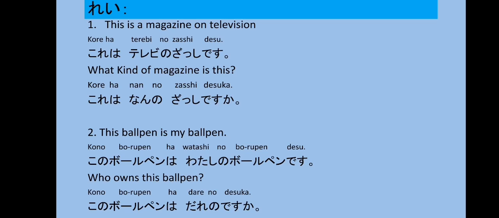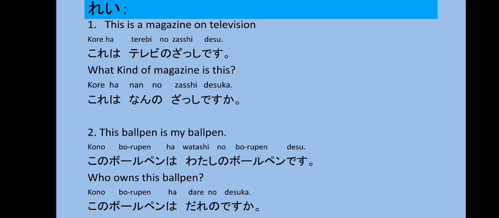So, how do you say, what kind of magazine is this? Kore wa nan no zasshi desu ka? Pero kung tinatanong mo kung kanino tong magazine, papalitan mo yung nan ng dare. Kore wa dare no zasshi desu ka? So, sasagutin mo, sasabihin mo, ito ay sa akin, kore wa watashi no zasshi desu.